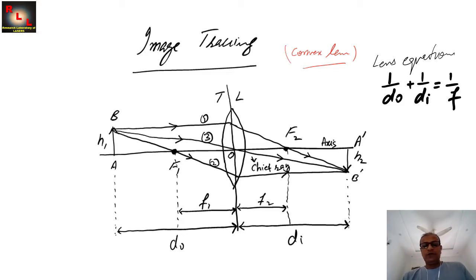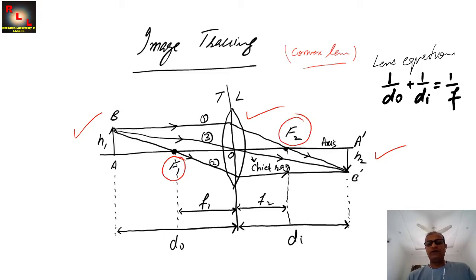So here we are starting with the convex lens. What you can see in this diagram is that this is a convex lens. On this side is the object, and on this side is the image. F1 is the focal point of the lens on the object side, and F2 is the focal point of the lens on the image side.